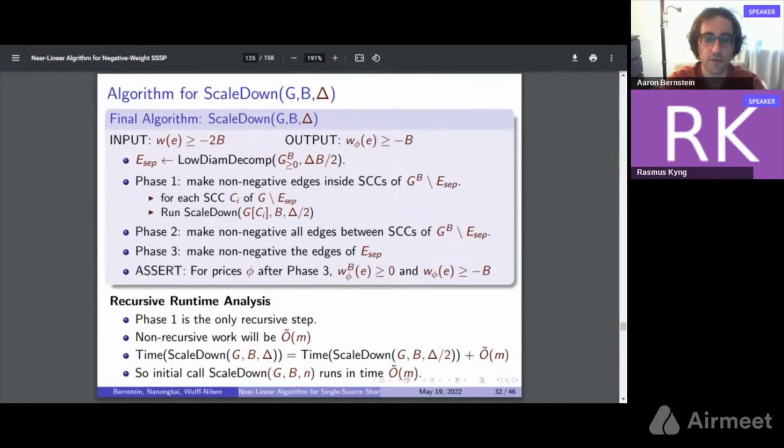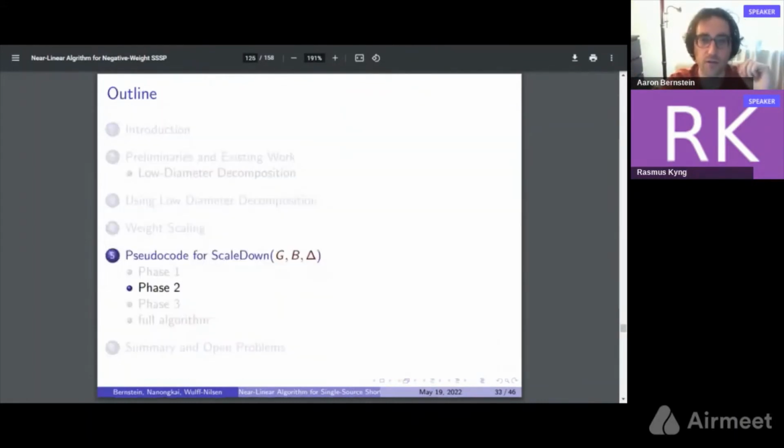Now we're moving on to phase 2. So let's think about, by the time we get to phase 2, we've run phase 1, we found the price function, we applied that price function to our graph. So what that means is that we have a graph where all of the edges inside SCCs are now non-negative. But in this graph GB minus ESEP, you can still have these forward DAG edges that can still be negative. And so now our goal is to adjust the price function so that those edges also become non-negative. So let's do that in phase 2.